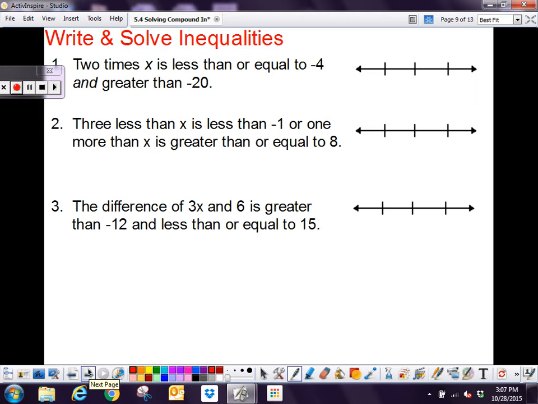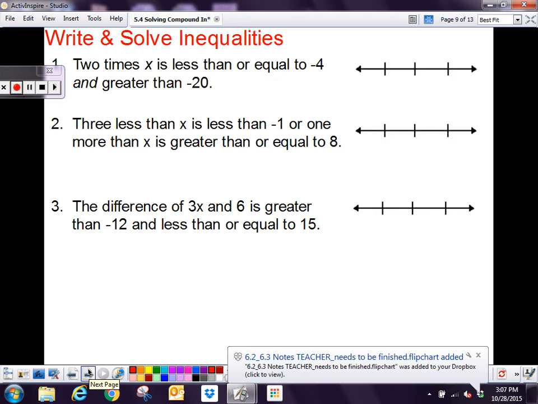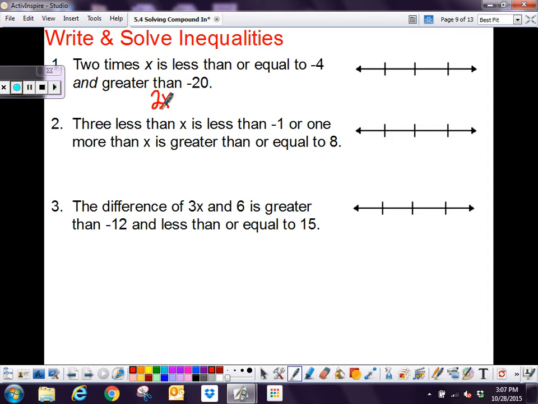Okay, now we're going to look at writing the inequality and then solving it. Solving and graphing. All right, so we have 2 times x is less than or equal to negative 4, and it's greater than negative 20. So we have 2 times x, so that's 2x, is less than or equal to negative 4, and it's greater than negative 20. So 2x is also greater than negative 20.